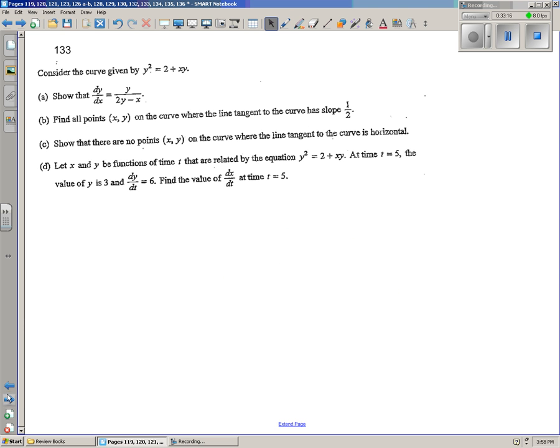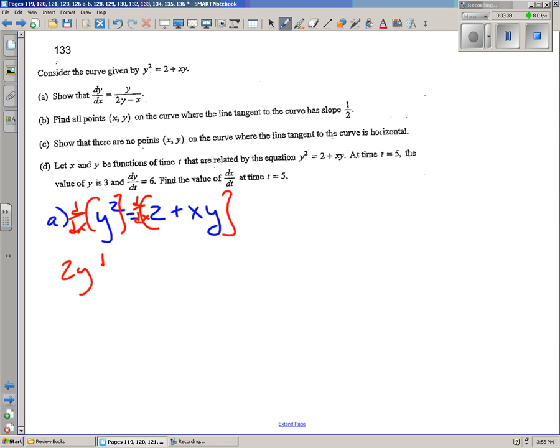All right, next question. We got a bunch of these. So consider the curve given by y squared equals 2 plus xy. They want us to show that the derivative is y over 2y minus x. So part A, y squared equals 2 plus xy. Taking the derivative with respect to x on both sides.